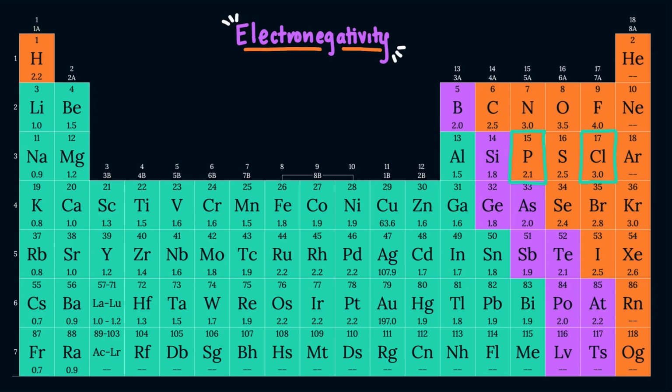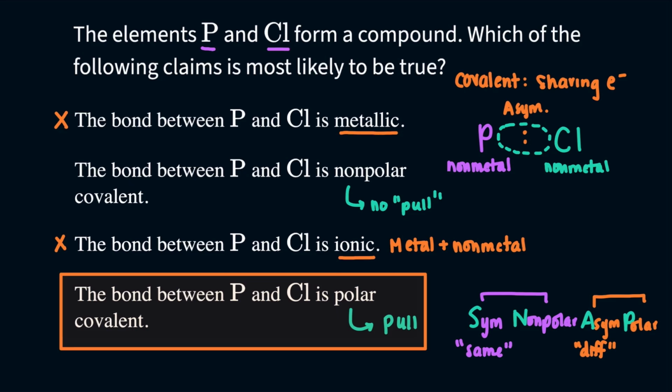The orange, in this case, is your nonmetal. So all the ones that are in orange are classified as nonmetals. Phosphorus is 2.1 and chlorine is 3.0. So the electronegativity of phosphorus is 2.1, chlorine is 3.0. Let's go back to the question and answer the electronegativity difference part of it. So we have phosphorus being 2.1 and chlorine being 3.0. There is totally a difference between these numbers.